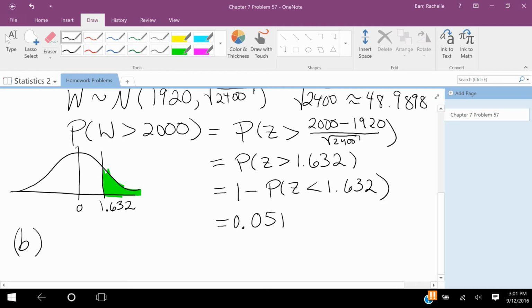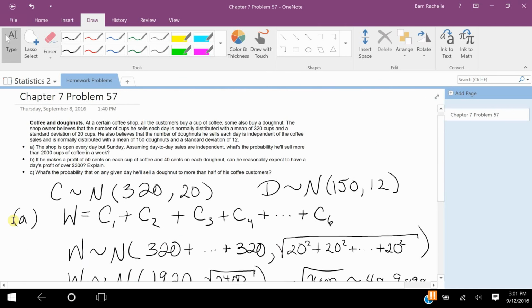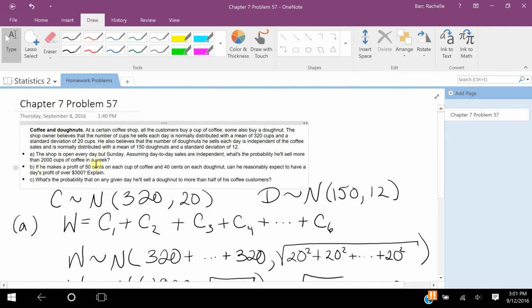And I've already forgotten what that question is. So if he makes 50 cents on each cup of coffee and 40 cents on each donut, is it reasonable to expect that he will make a day's profit of over 300? So they're only asking about one day here, so we're not going to need our variable from part A since it was about a week.